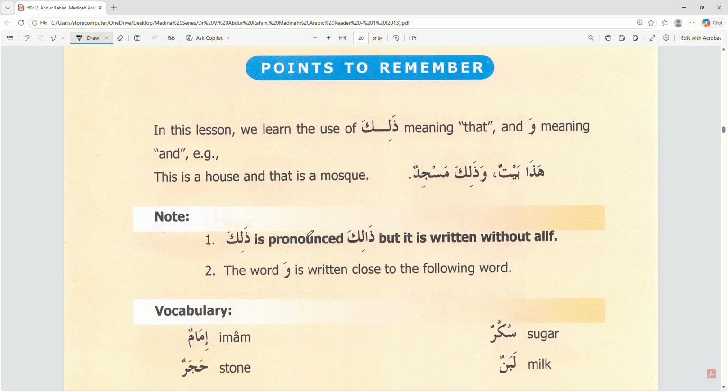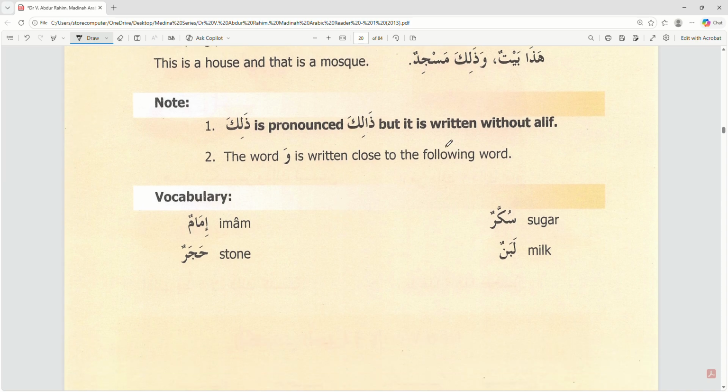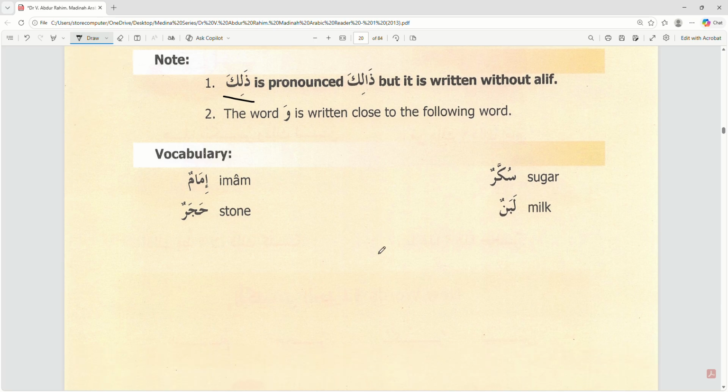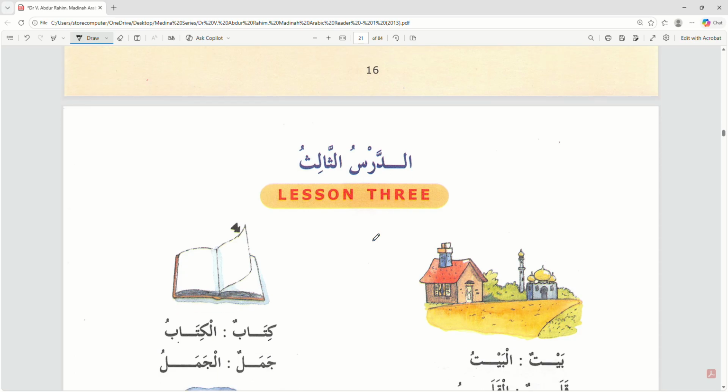And we cover the points to remember in the lesson. We spoke about ذلك, meaning that, and the wa, meaning and. We spoke about the pronunciation of ذلك, even though it's written just like here, it's pronounced with the alif. It's written without the alif. And the next is the word wa, which is written close to the following word, which we covered, and I showed you the space between each word. And that concludes الدرس الثاني.